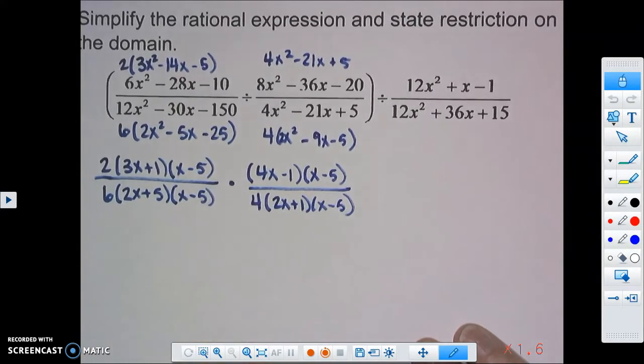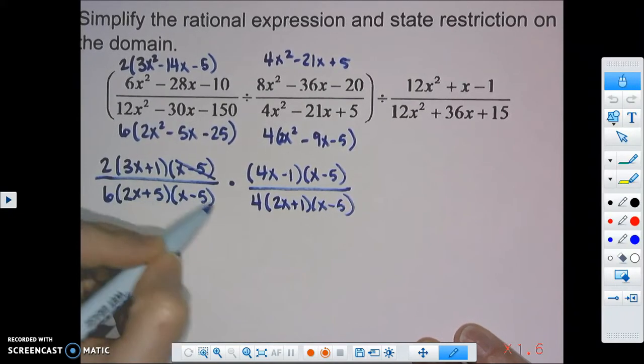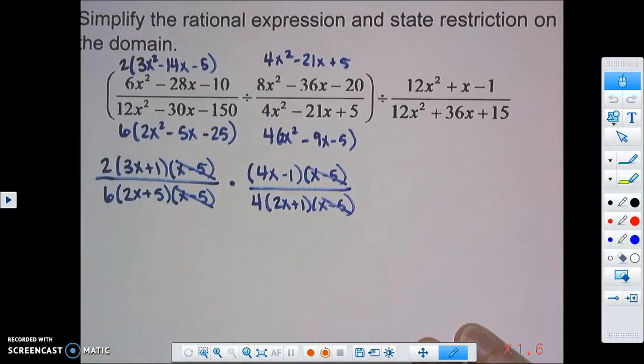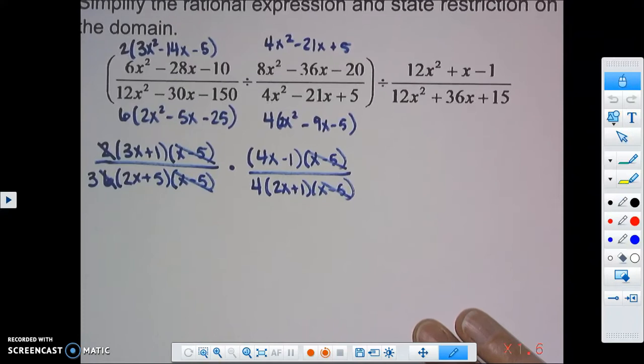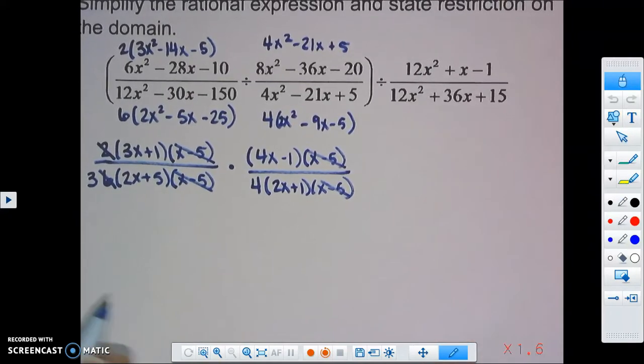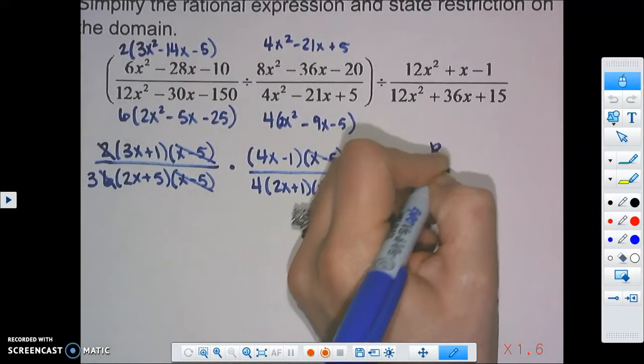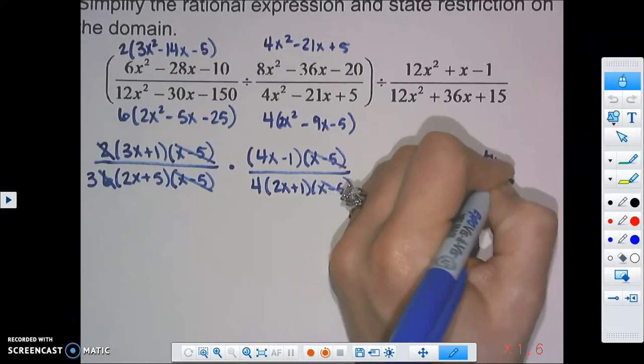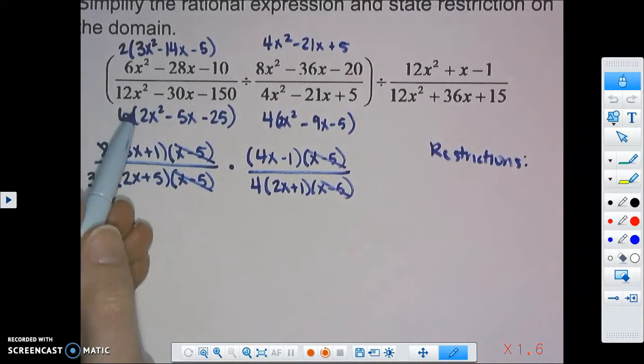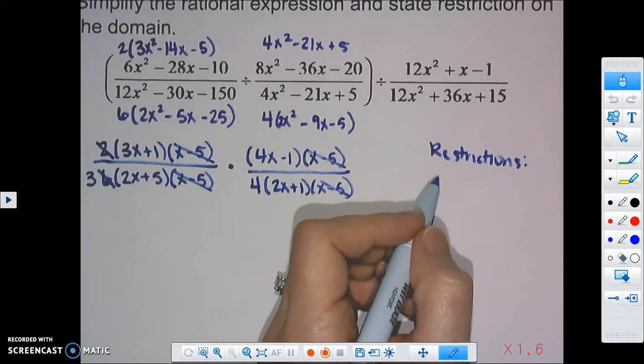Okay, so now we're going to cross things off here. So x minus 5, x minus 5. Here, 2 and the 6 become 1/3. You could have also done 2 and the 4 to make 1/2. You're going to multiply them in just a second anyways. All right, before we lose sight of things, I'm going to write my restrictions over here. So we need bottom, bottom, top. Bottom, bottom, top here for restrictions.